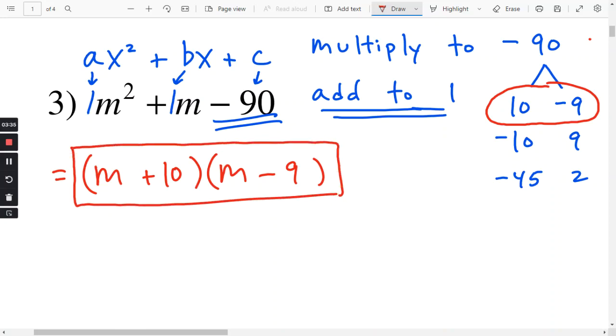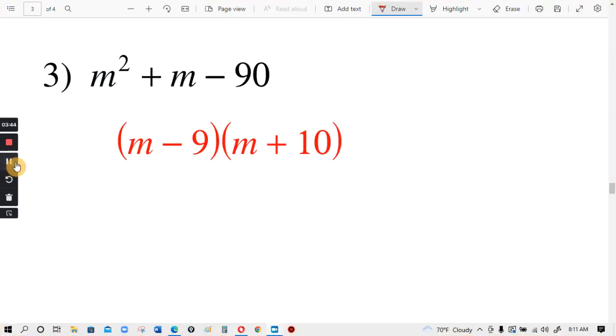If you want to double check, you can use FOIL or the distributive property to see if you get this answer. You can check your answers on pages 3 and 4, but as you can see, they got the same answer as me. The order that you multiply does not matter. So if you did positive 10 first and negative 9 second, that's the same thing.